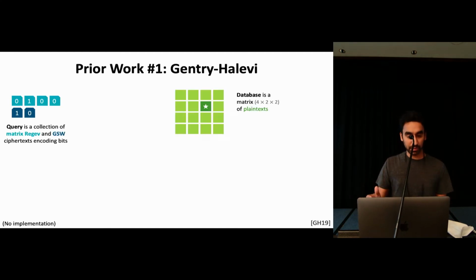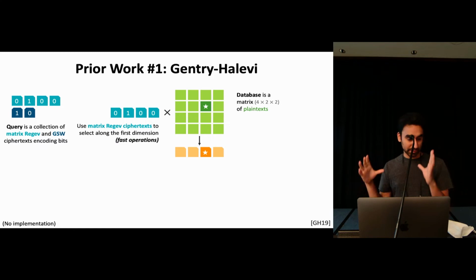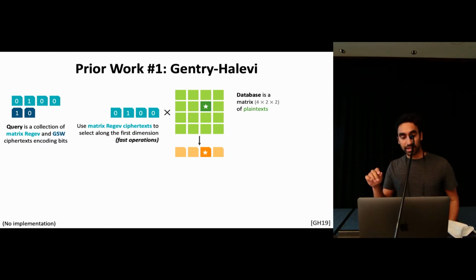So the first prior work is Gentry-Halevi. In this work, the query is a collection of matrix Regev and GSW ciphertexts. And what we do to start is we use the Regev ciphertext to select along the first dimension of the database. So the database is a matrix of plaintext records. And here I've shown, as an example, I've marked the target item with a star. And we're doing a vector matrix multiplication. So intuitively, we're selecting a row of the database in this picture.